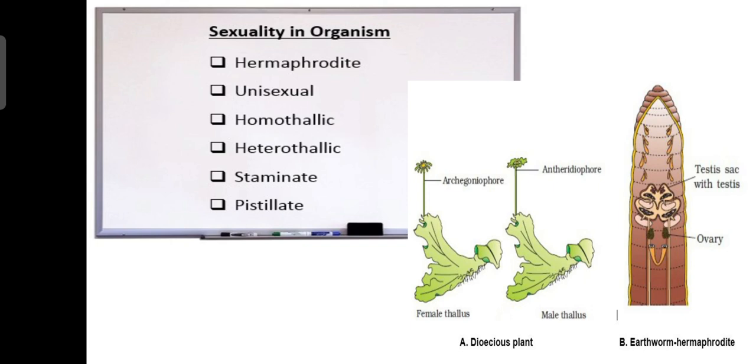The next term is called staminate. Staminate means the flower that produces only the stamens. Stamens means androecium. Androecium means the male part of the flower. Pistillate, or it can also be called carpellate, is a condition where the flower produces only the carpel or pistil or gynoecium. If a flower has only gynoecium, the condition can be called pistillate or carpellate.